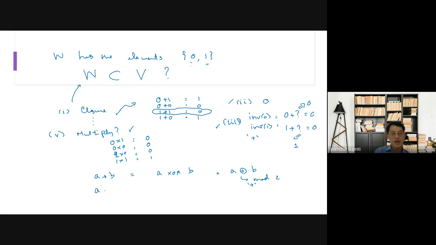Similarly, when we have A multiply or dot B, let's say dot, so that is a bit easier to see. Let me put dot, okay? So it's A multiply B and then modulo 2. Okay? So that's what it means in such a case.